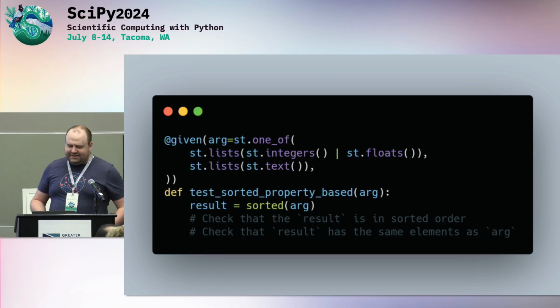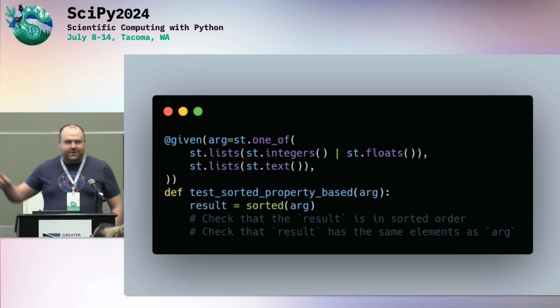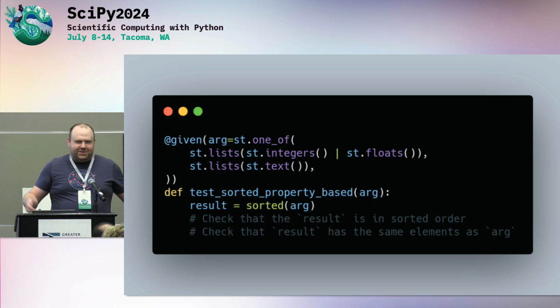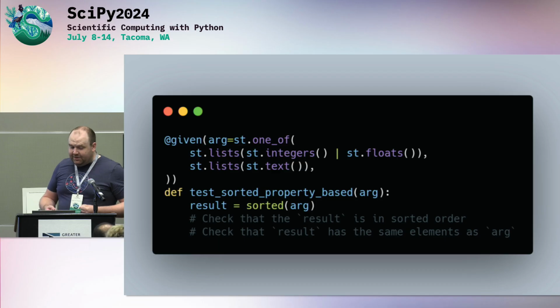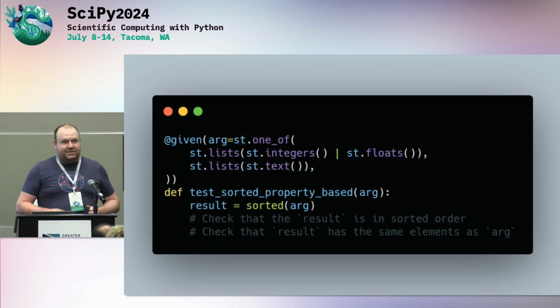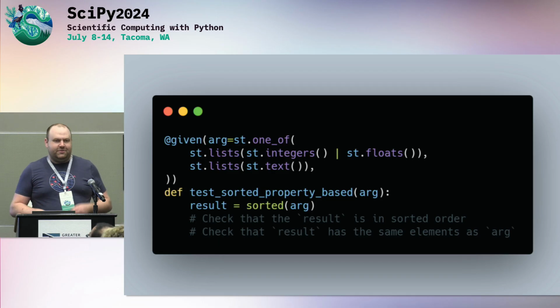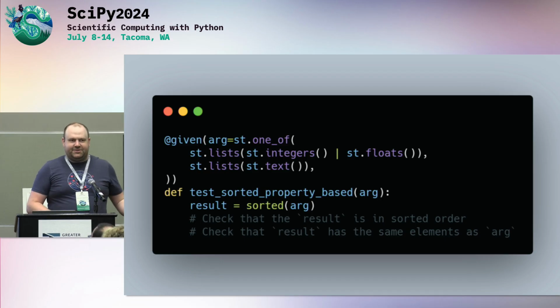So Hypothesis gives you basically three things. The first is this @given decorator. @given is basically the engine, and you probably don't want to know how it works on the inside, but it's good, I promise. The second thing is what we call strategies. Here we've imported hypothesis.strategies as st, which is pretty common, and we're saying that our argument is going to be one of a list of integers or floats, or a list of text strings.